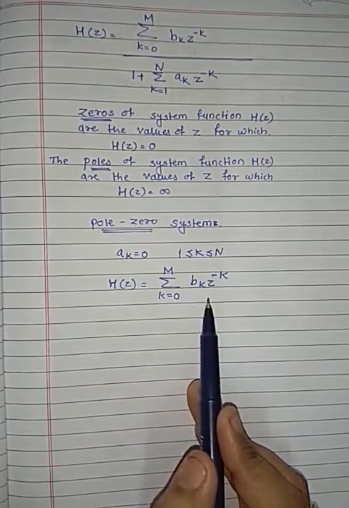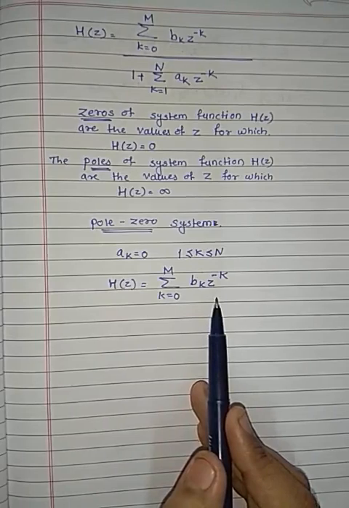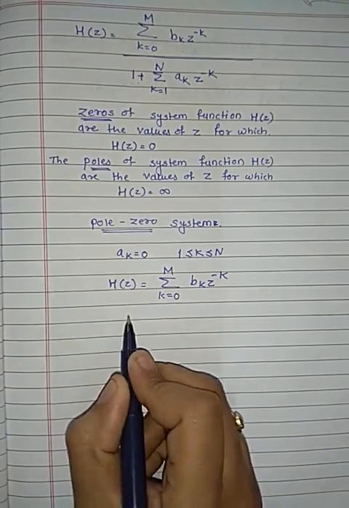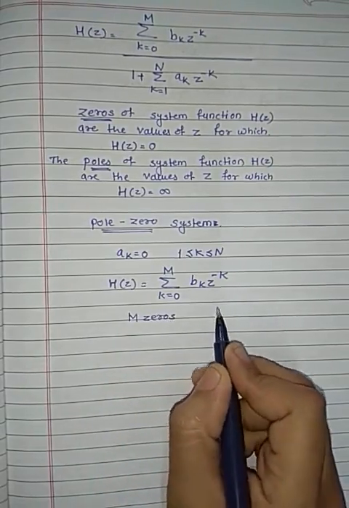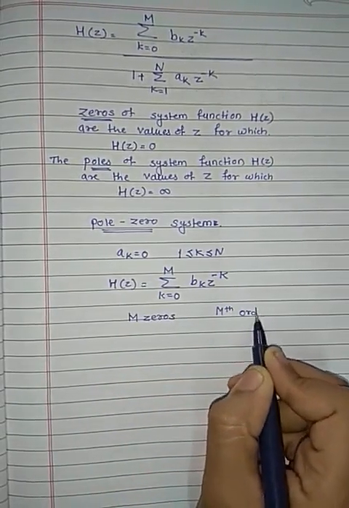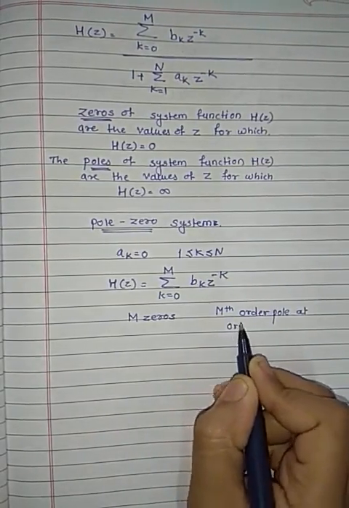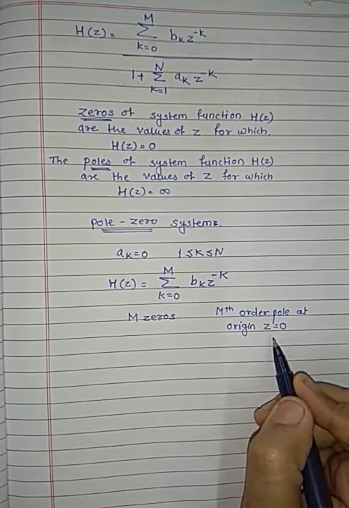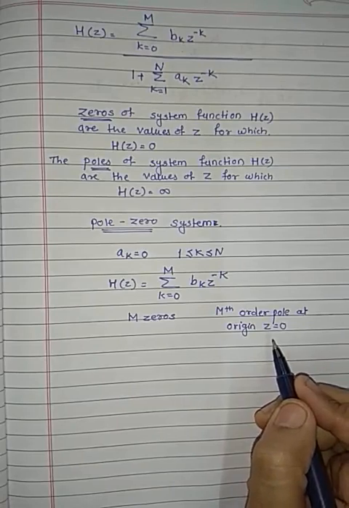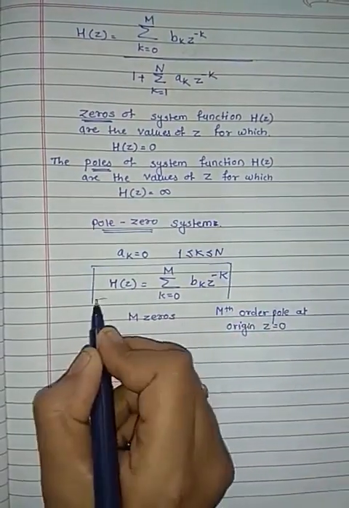So in this case, H(z) contains M zeros and an Mth order pole at the origin z = 0. Okay, so how many zeros will be there? M zeros are there and an Mth order pole at the origin z = 0. Such a system is called the all zero system.